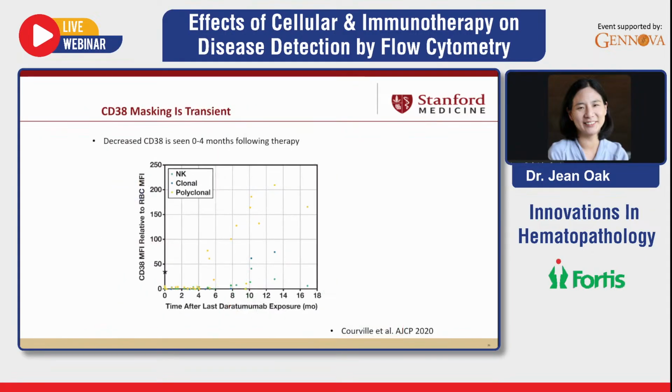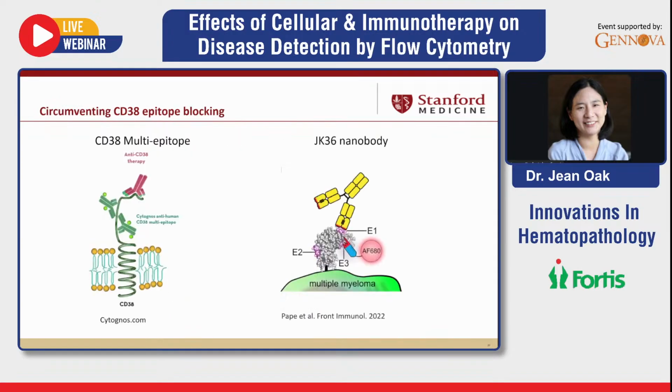Now, how long does this effect last? As you recall, daratumumab is an IgG antibody, so it lasts about as long as you would expect an IgG antibody to last, right? So this is a study from Elizabeth Corville a few years ago where they looked at CD38 expression relative to the time period from daratumumab exposure. Based on their patient cohort, this effect seems to last about 4 months, and then the CD38 starts coming back. But we don't want to wait that long, right?